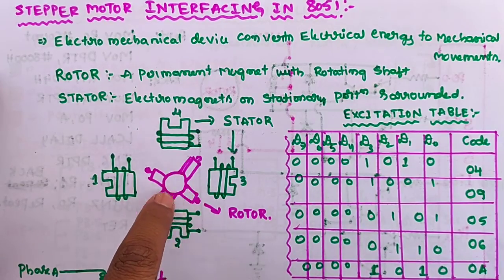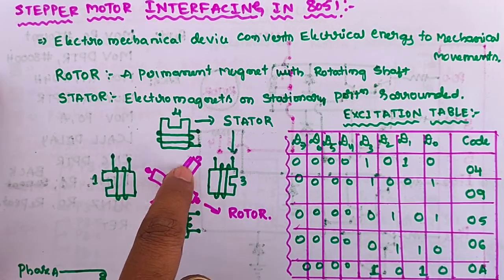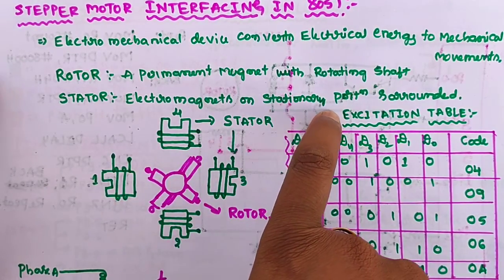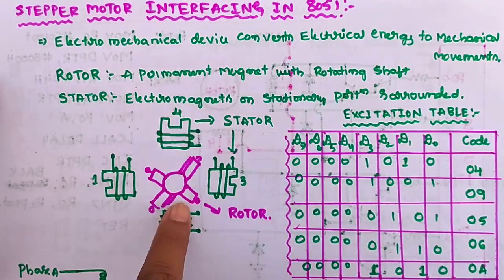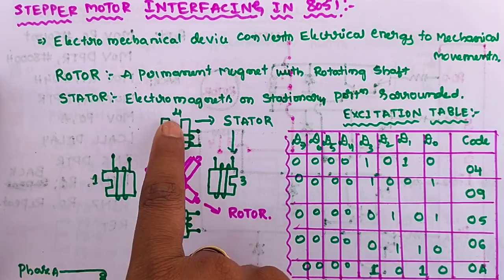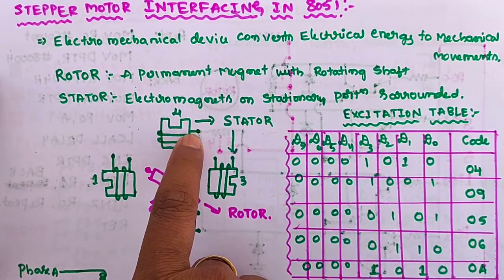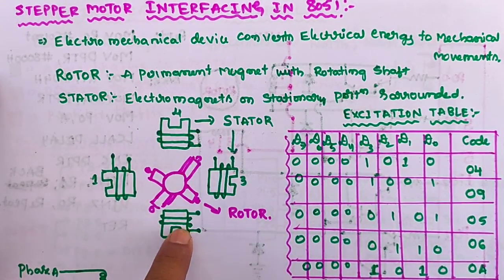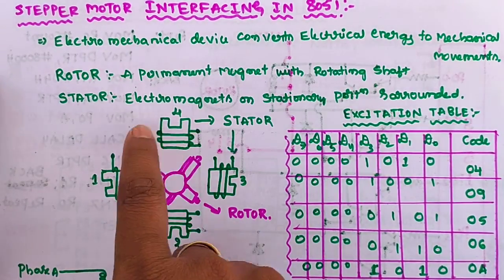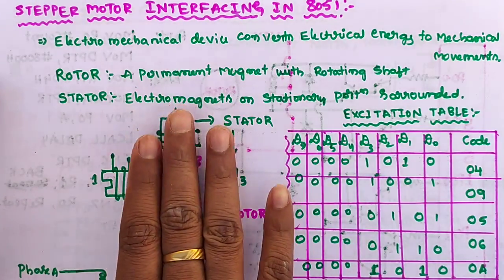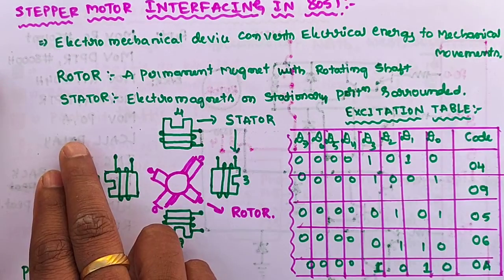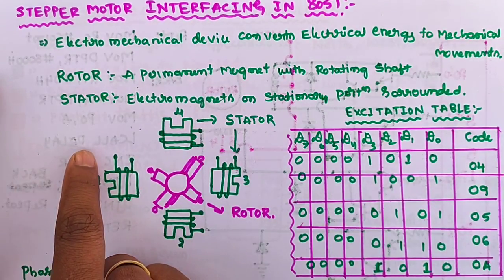This will rotate the shaft, and the shafts get rotated by the application of particular voltages. So the rotor is nothing but a permanent magnet with a rotating shaft, and the stator is nothing but electromagnets placed in a steady state. An electrical pulse will be applied to these electromagnets. Different types of stepper motors are available, that is single phase or two phase.